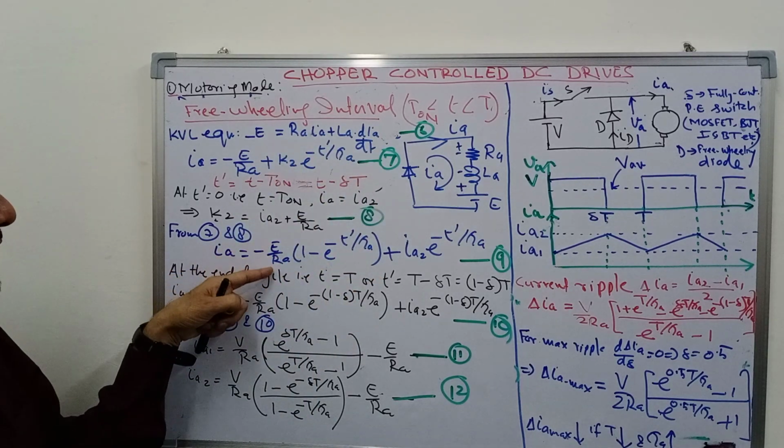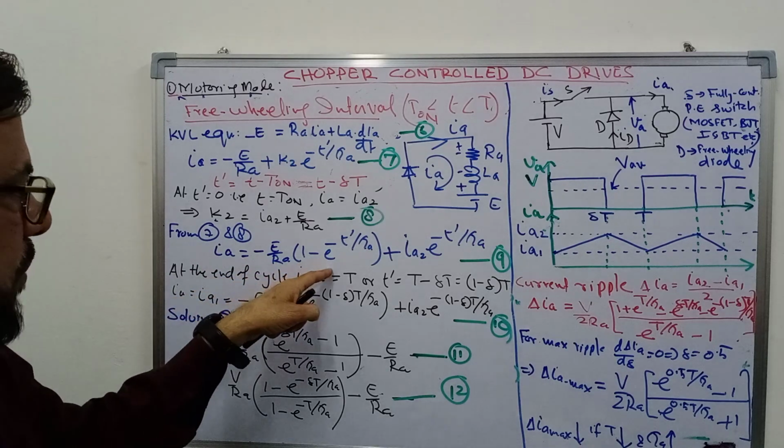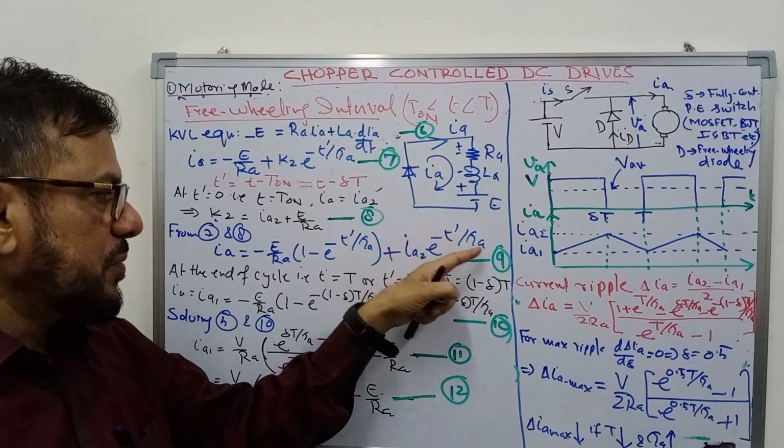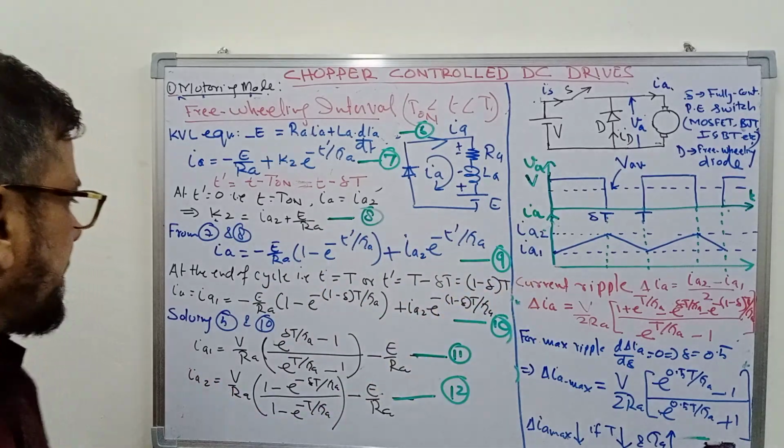I equal to minus E upon Ra, times 1 minus e to the power minus t dash upon tau a, plus Ia2 e to the power minus t dash upon tau a. This is equation number 9.